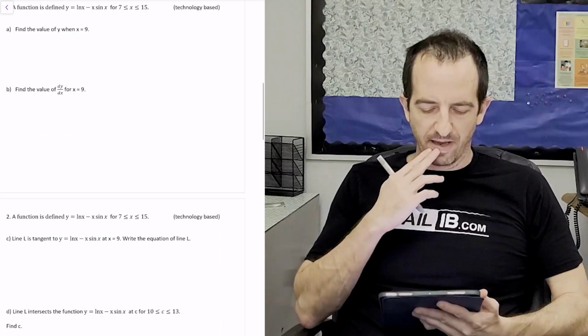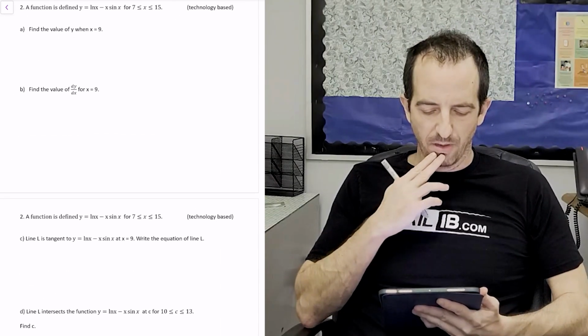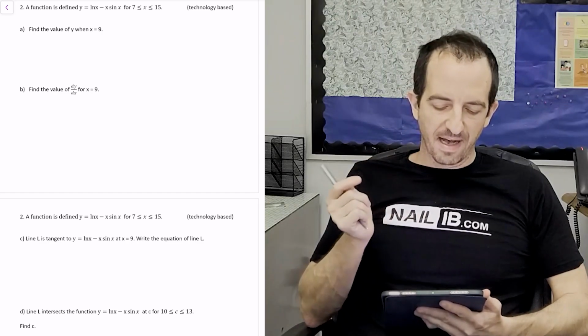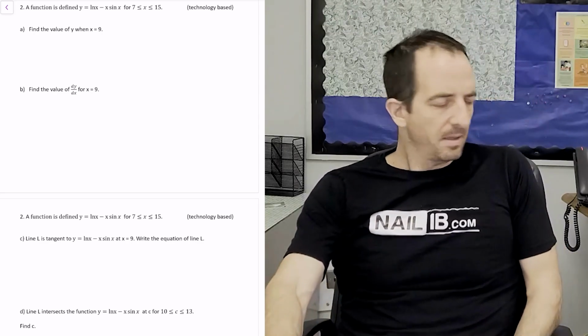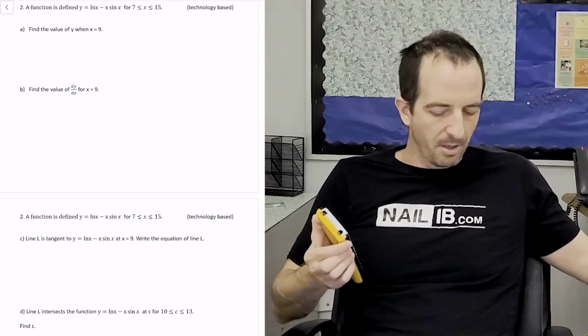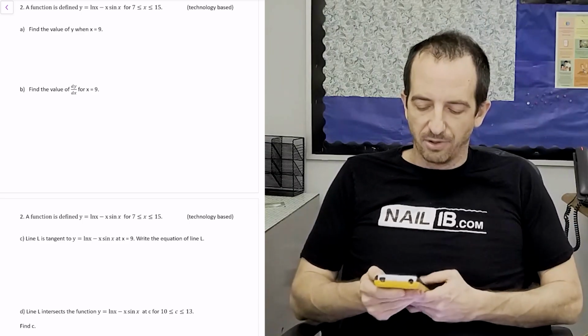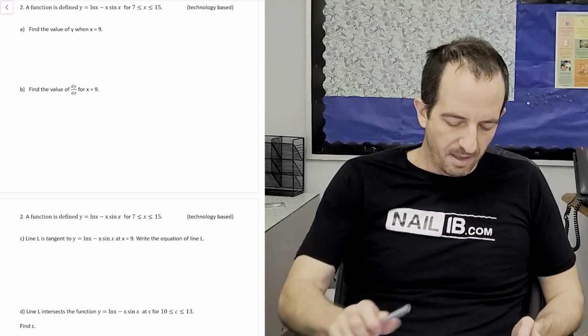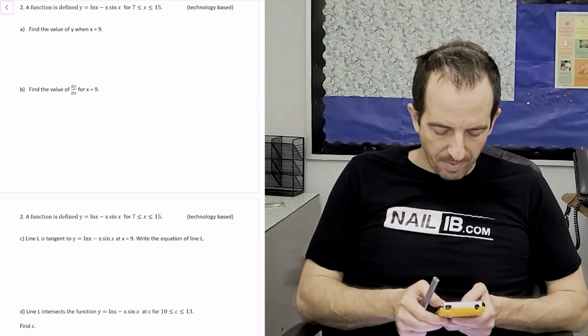So here they give us a function y is equal to natural log of x minus x sine of x, and they want us to find the value of y when x is equal to 9. So what I'm going to do here, just to get a general idea of what we're working with, is graph this. Sometimes they'll actually ask you to graph it, so I'll put it in and graph it. Even though it's not asked here, oftentimes it will be.